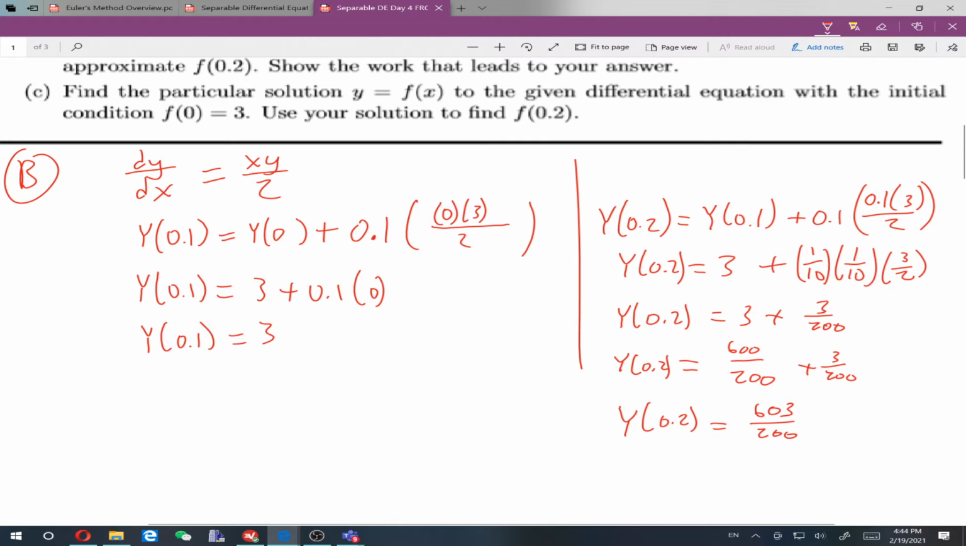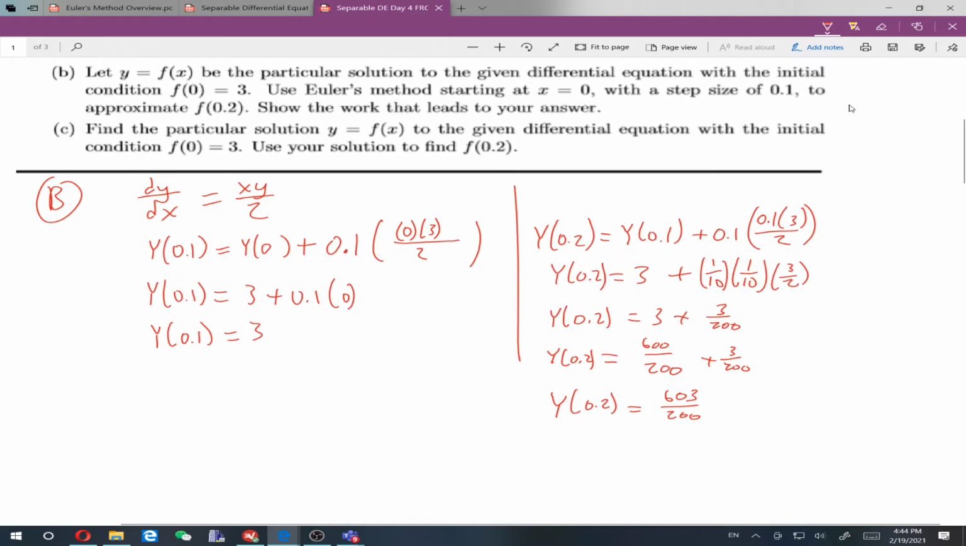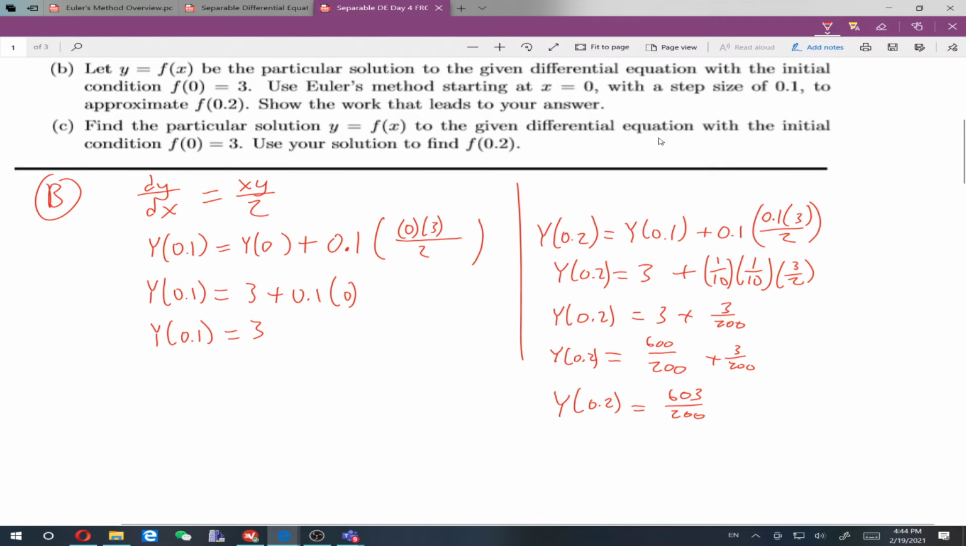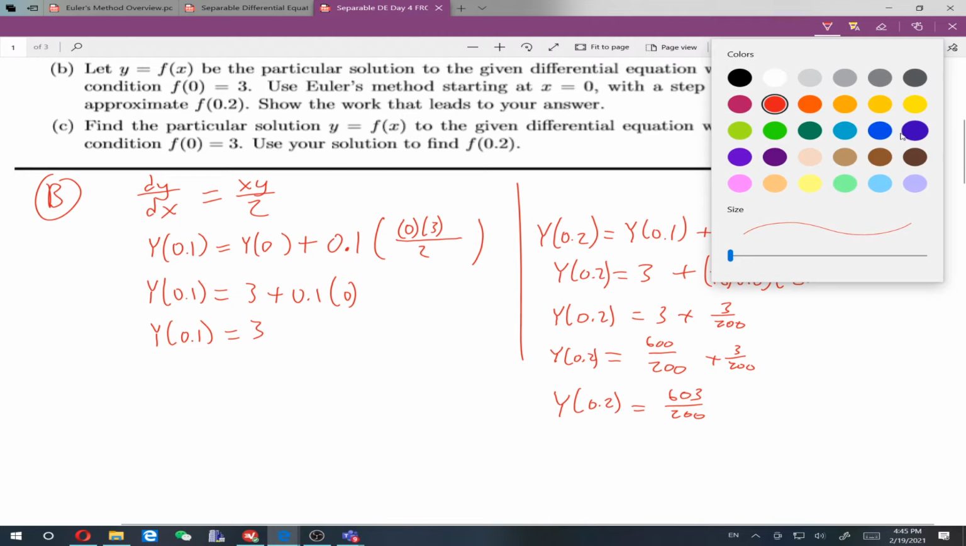All right, any questions on part B? No. So with that then, part C: find the particular solution to the given differential equation with the initial condition f of 0 is 3, and then use our solution to find f at 0.2. So we'll see how good our estimate was with Euler's method by getting the actual value in part C.